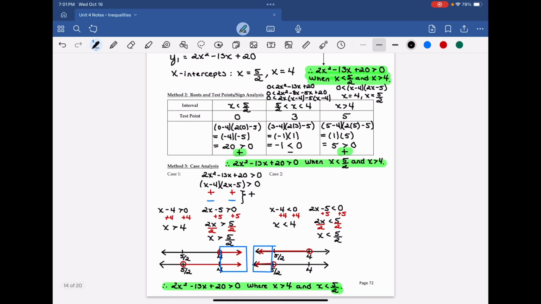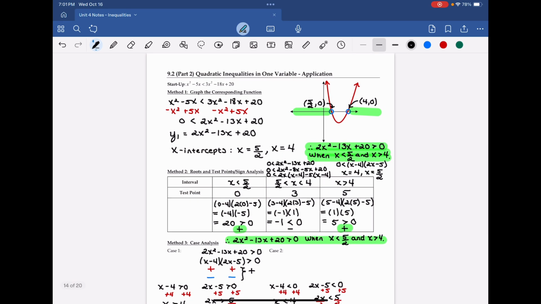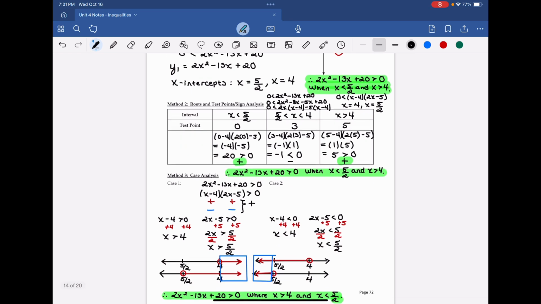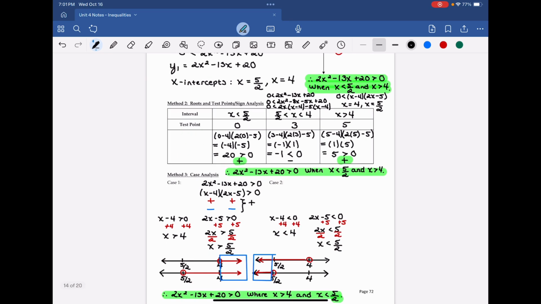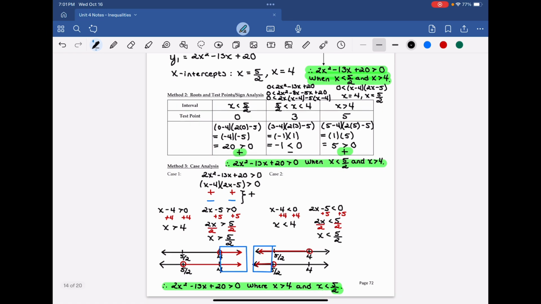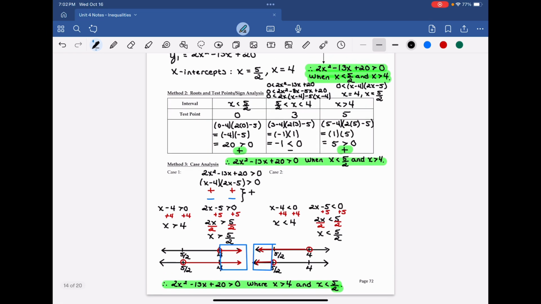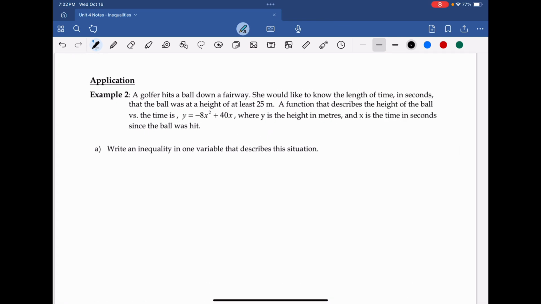So now we have 3 different methods which we could approach it with. One is the graphical method, which is non-algebraic. We then have our first algebraic method, which was the root and test point or sign analysis, which are relatively the same. And then lastly, we have our method 3, which was the case analysis. Okay, now here's where the application comes in.